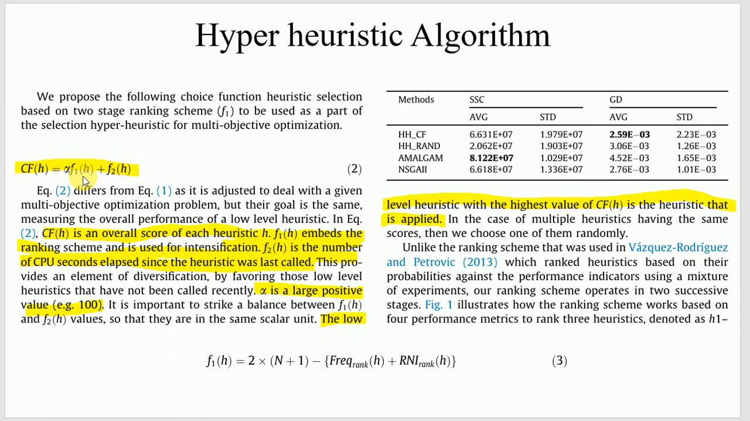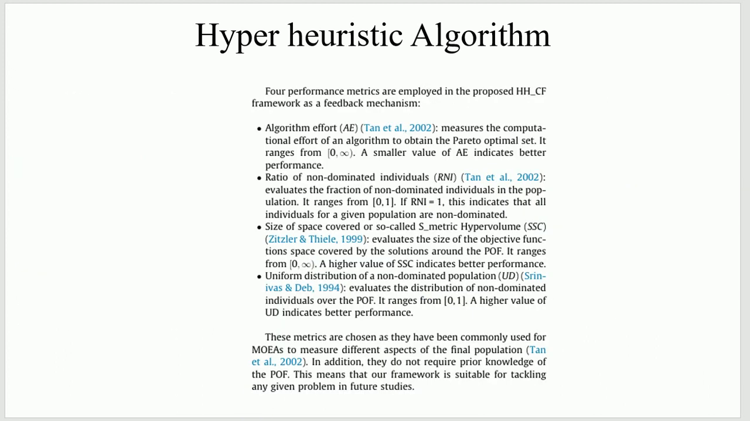in this function. So here we can see four performance metrics titled algorithm effort AE, ratio of non-dominated individuals RNI, size of space covered or so-called S-metric hypervolume SSC, and uniform distribution of a non-dominated population UD. These four performance metrics are used to rank the lower level heuristics in this particular paper. So how we can calculate and rank the heuristics, we'll see the calculation and I will explain in depth.